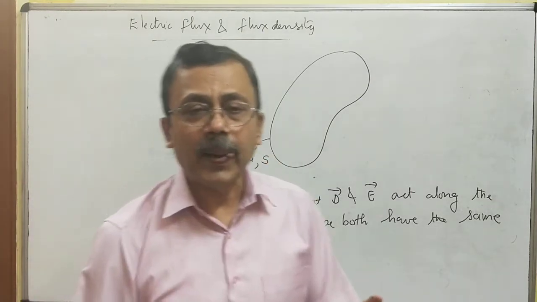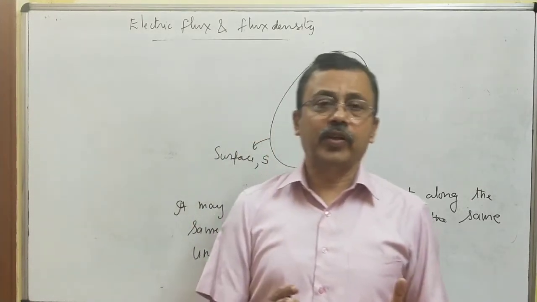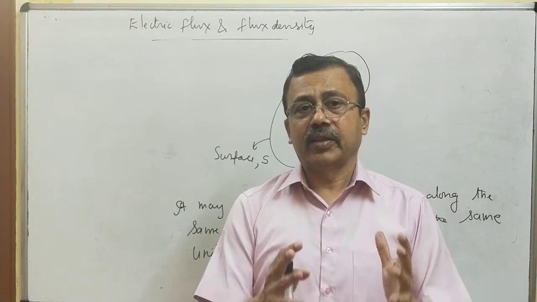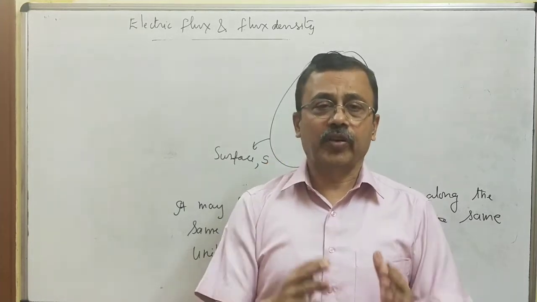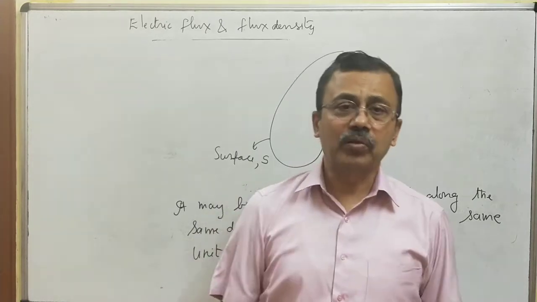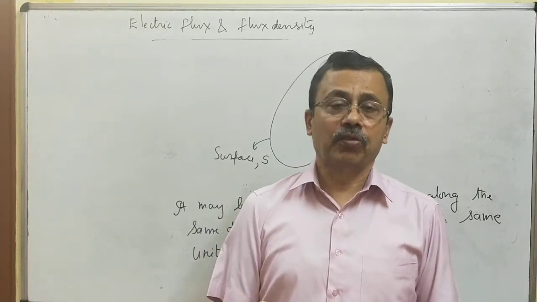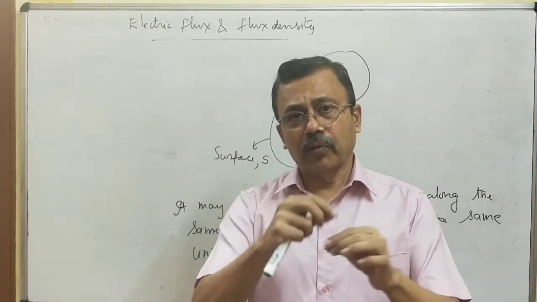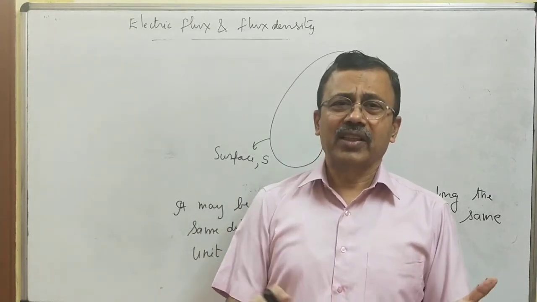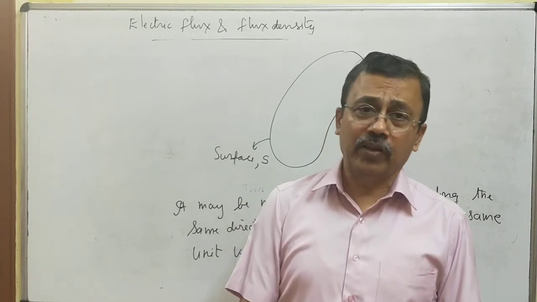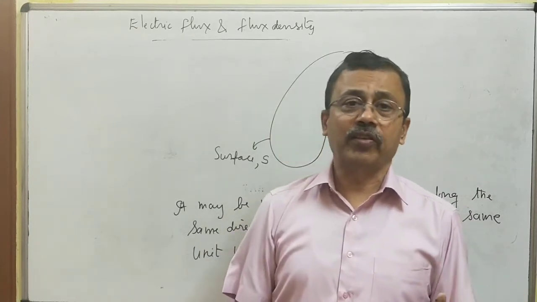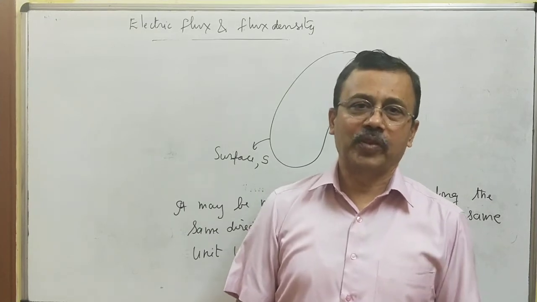Please don't think all three-dimensional surfaces are closed surfaces. Again I repeat, to explain a closed surface, take a balloon, inflate it and tie the mouth of the balloon. Then it becomes a closed surface. If the mouth of the balloon is not tied, it becomes an open surface. All two-dimensional surfaces are open surfaces, but all three-dimensional surfaces need not be closed surfaces.